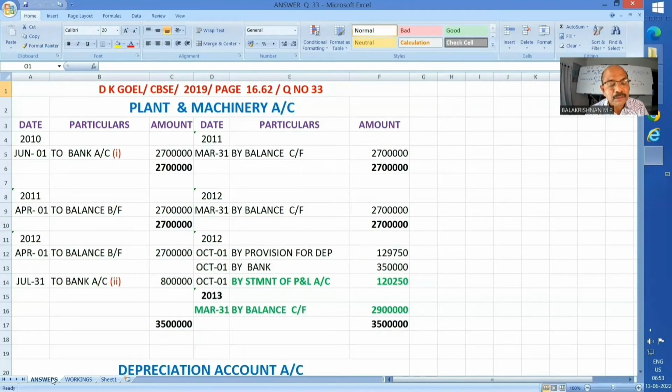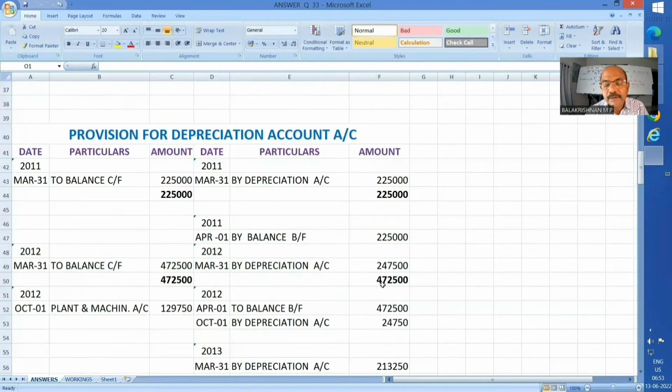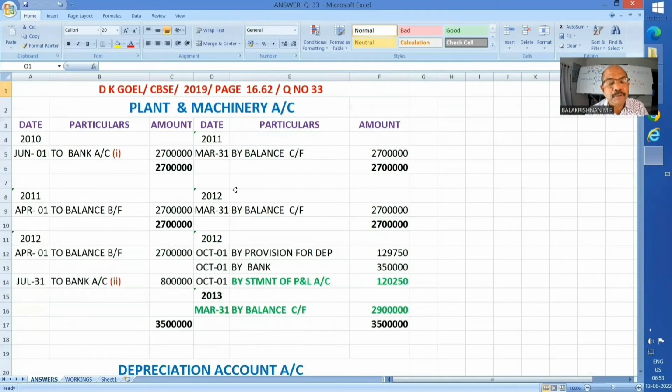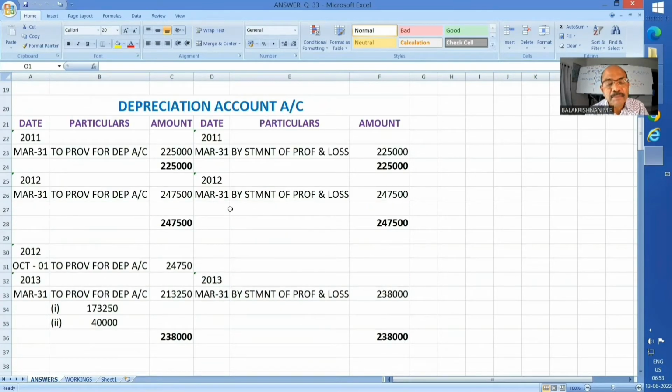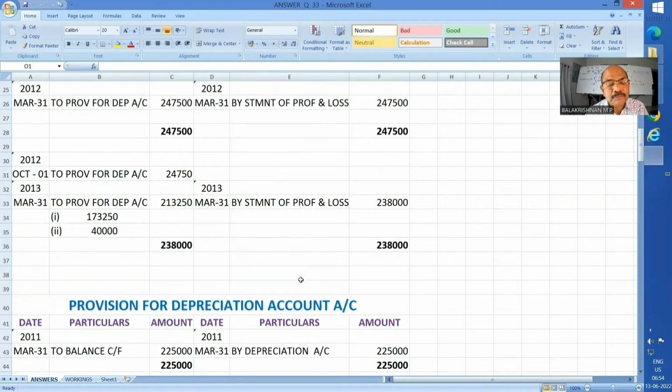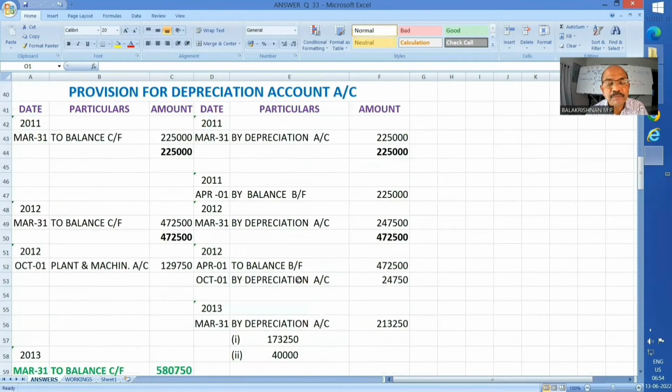Okay. 2,47,500. Corresponding entry here, 2,47,500. And let us close this account. Plant account as usual, same. Current year's depreciation has been transferred to statement of profit and loss. And as far as the provision for depreciation account is concerned, it got increased to 4,72,500. We had opening this much. With current year's depreciation, it is gradually growing, 4,72,500. Well, that's all. Now let us move to the next financial year.